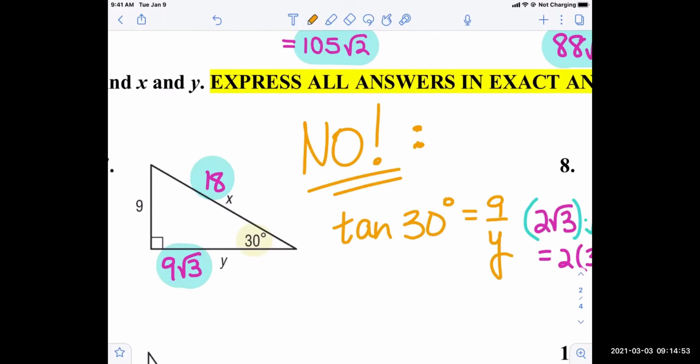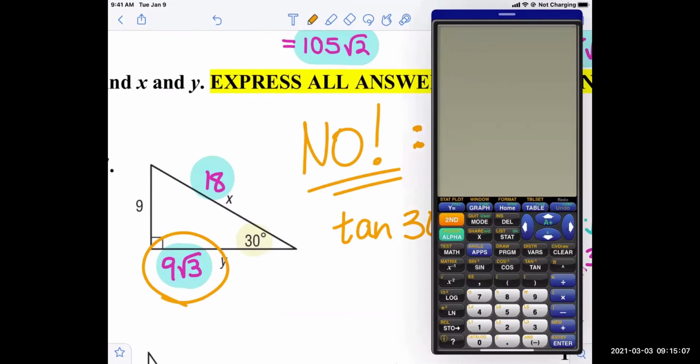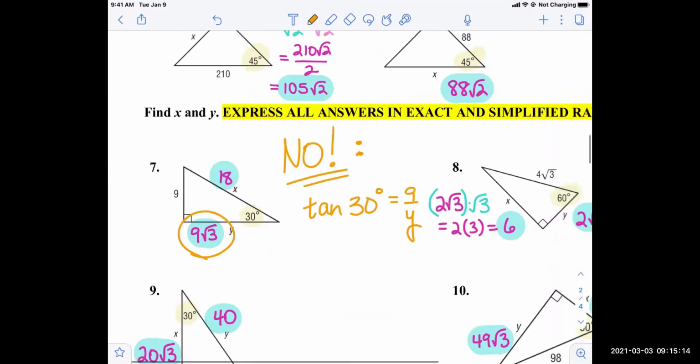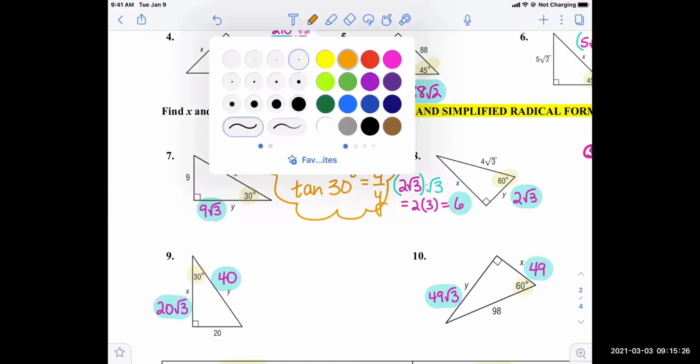You're not going to get a 9√3 answer. You're going to get a decimal answer. When you type in 9 divided by tangent 30 on my calculator up here, you're going to get that. I do not want decimals on these problems. Whenever there's a special right triangle, a 30, 60, or 45-degree angle, make sure that you're not using trig. You do not want trigonometry.